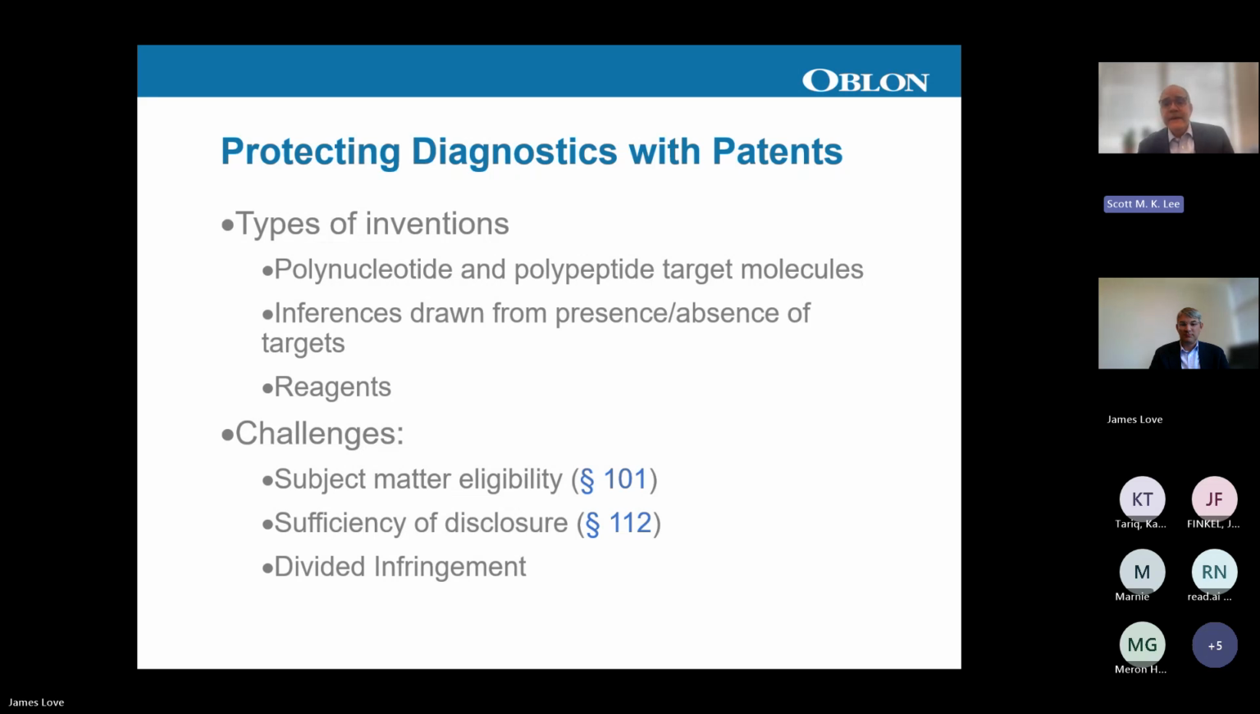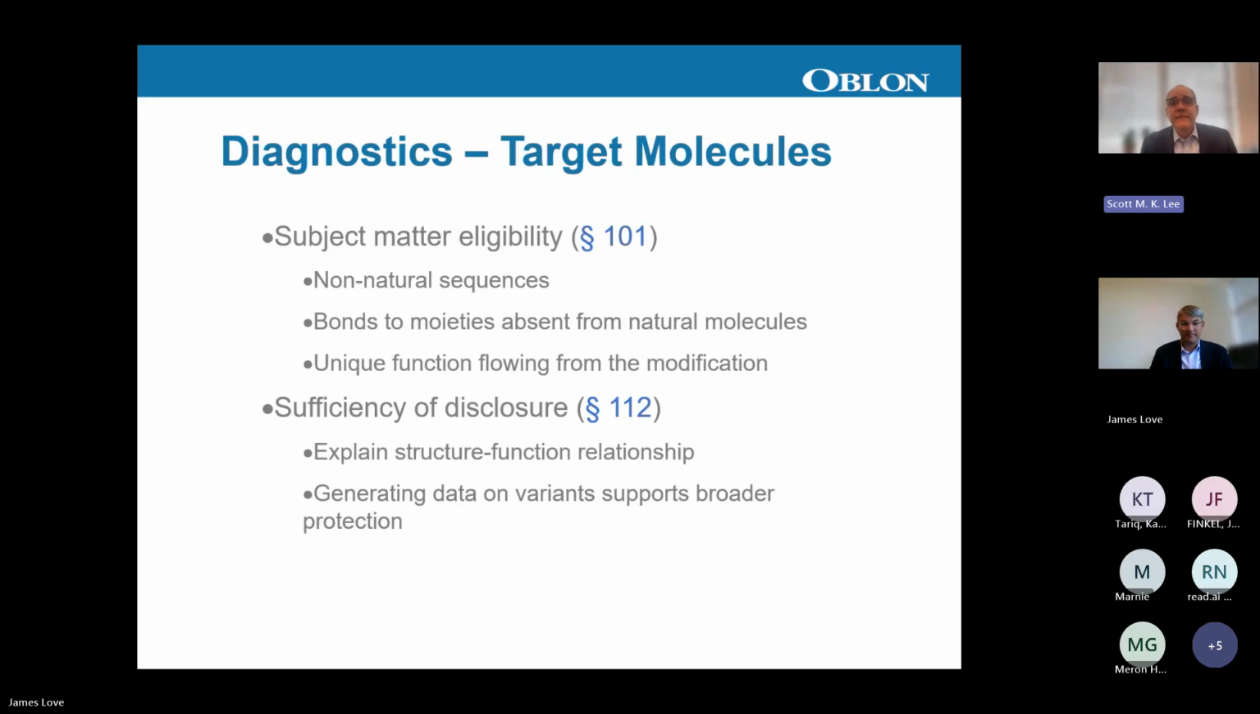That often gives you a hook, and it can be easier to patent things like that. Again, some of the challenges here are going to be subject matter eligibility, and in particular, in the next few slides, I'll hit on where that comes up. There's also sufficiency of disclosure, and then in one case, there's this issue of divided infringement. So I'll hit on that when we get there.